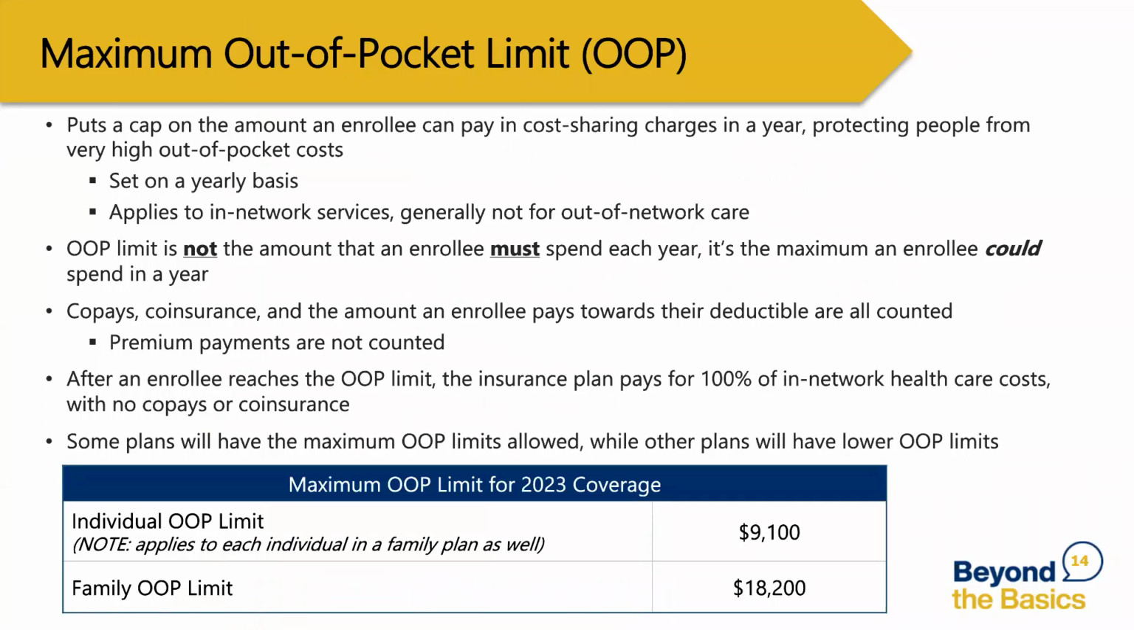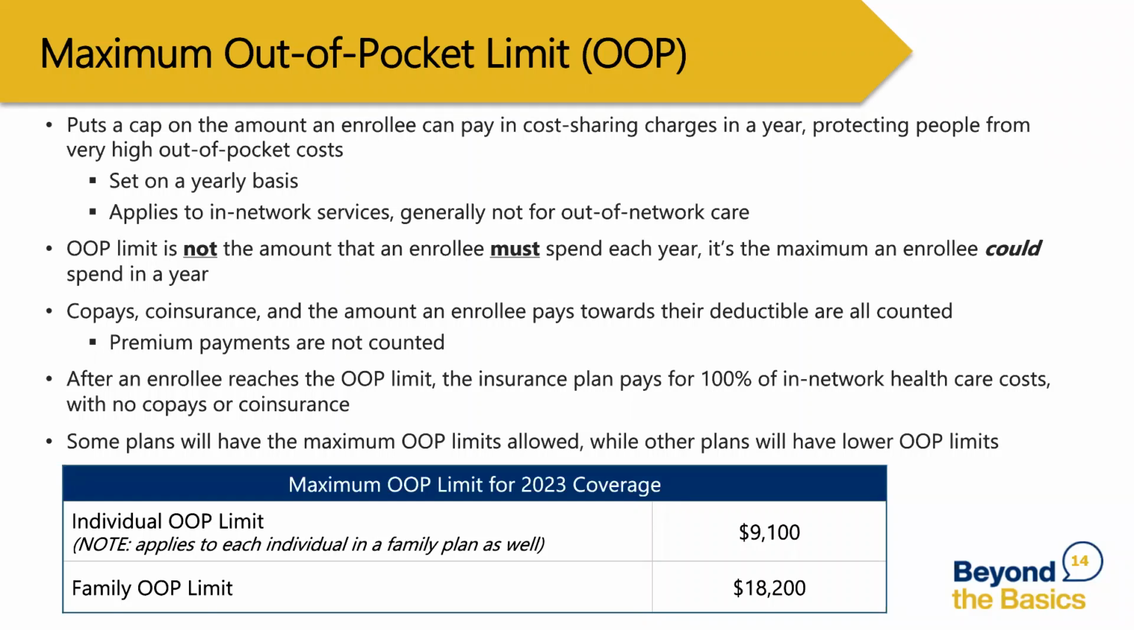The maximum out-of-pocket limit is another really important feature of a QHP. It puts a cap on the amount that an enrollee has to pay in cost sharing charges every year. And this helps protect people from very high out-of-pocket costs when they face a really high-cost illness or they're hospitalized. Like the deductible, this is an amount of money that is set on a yearly basis, so it resets each year. And in the plan design, it applies to in-network services and generally not to out-of-network care. And I'll keep reminding you about that because it can be important.